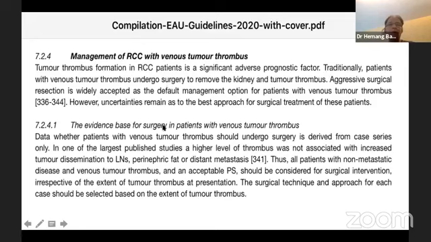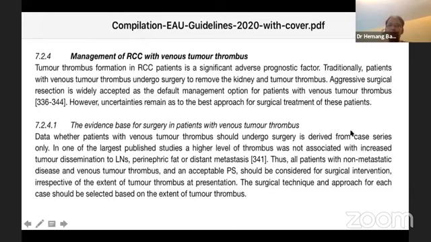And what is the evidence? Now, data is derived from case series. We don't have large randomized studies or large trials because tumor thrombi in RCC are present in about 4 to 10% of cases. And the thrombus was not associated with increased dissemination to lymph nodes or distant metastasis. So thrombus in itself, while presenting a surgical challenge, is not that adverse a factor when you compare it with lymph node involvement or metastasis.